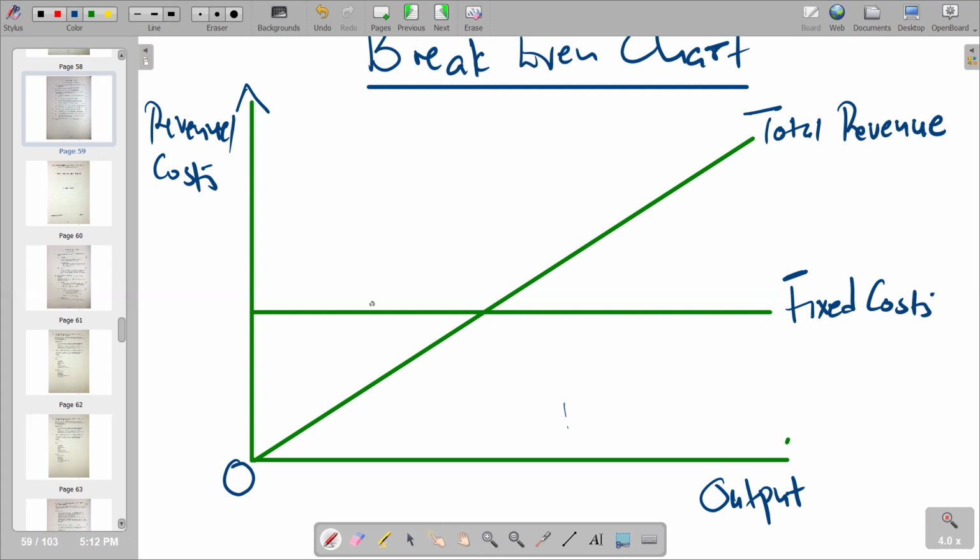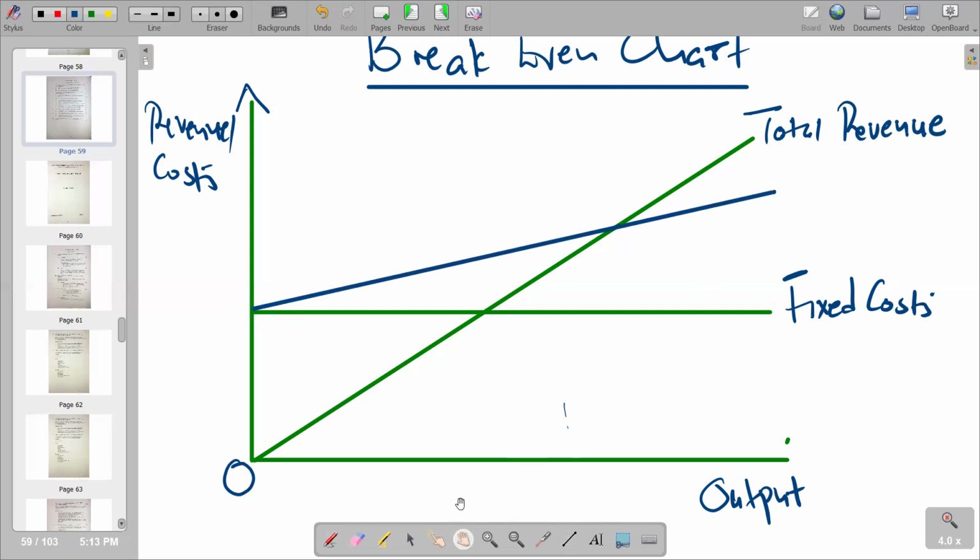Then from there we have the total cost curve, which is going to start from where we have our fixed cost. Remember, total cost is equal to fixed cost plus variable cost. So at 0 units, we still have our fixed costs at the same amount, which is here. That's where we are going to start. So we present our line from here as our total cost, and we label it total cost.